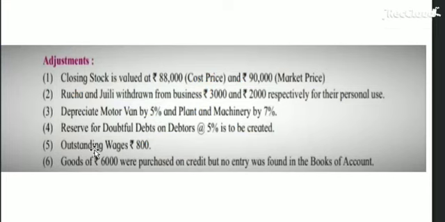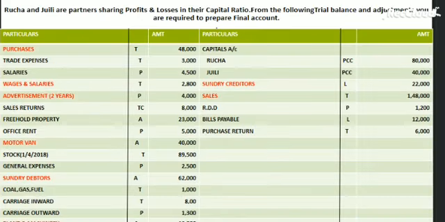Adjustment number 5, outstanding wages, it is unpaid wages, and therefore it is related with wages. We will go to the trial balance. Here wages and salary, so we are going to just put red mark in wages and salary also. Adjustment is related with this.